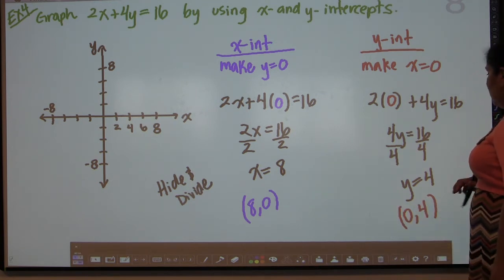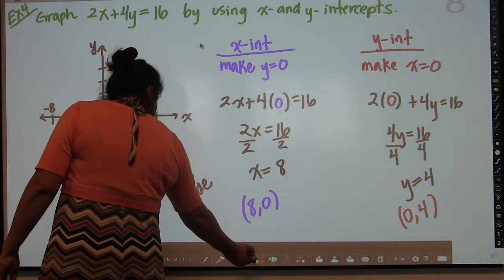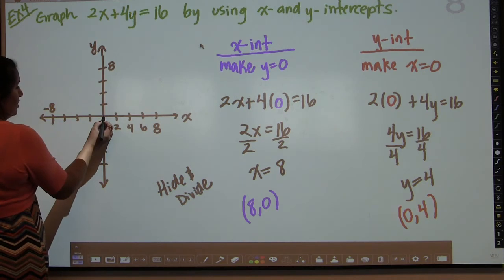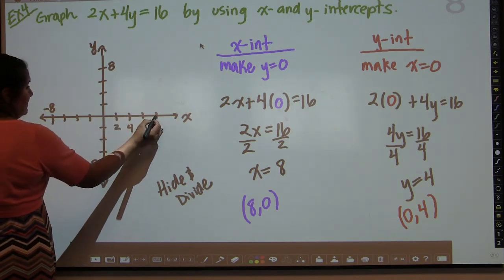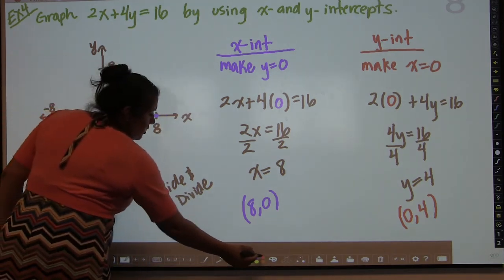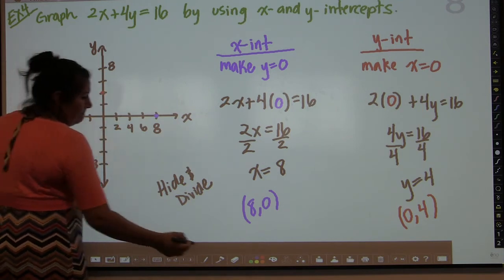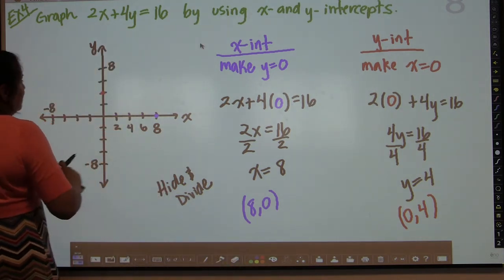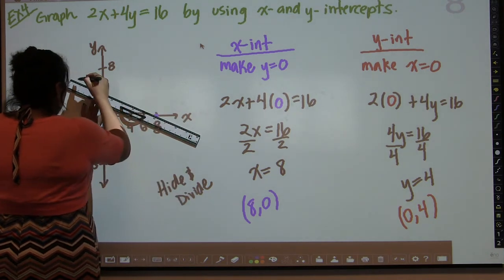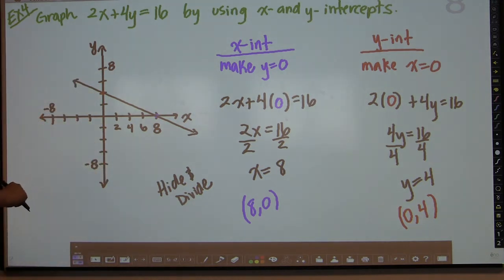Okay? So now I can plot those points on my graph. So 8, 0 is going to be, again, we start at the origin, and we start with the x first, 2, 4, 6, 8, and then you don't go up or down, so there's 8, 0. And then we're going to do 0, 4. So that's, again, starting at the origin, and then x, you don't go anywhere left or right, but you do go 4 up, 2, 4. Put my point there. And then we connect the 2 points, and bam, just like that, we have our line, okay?